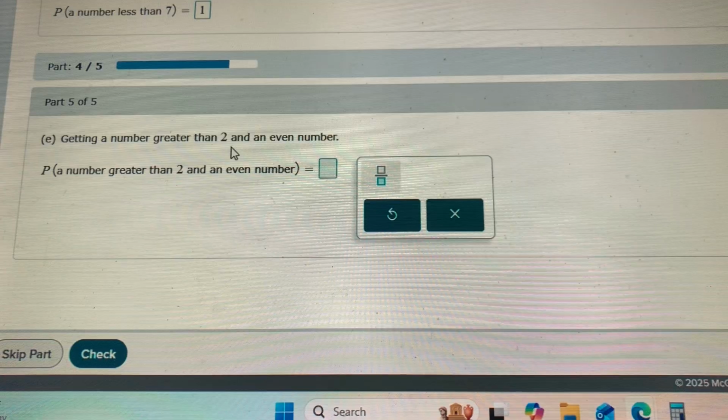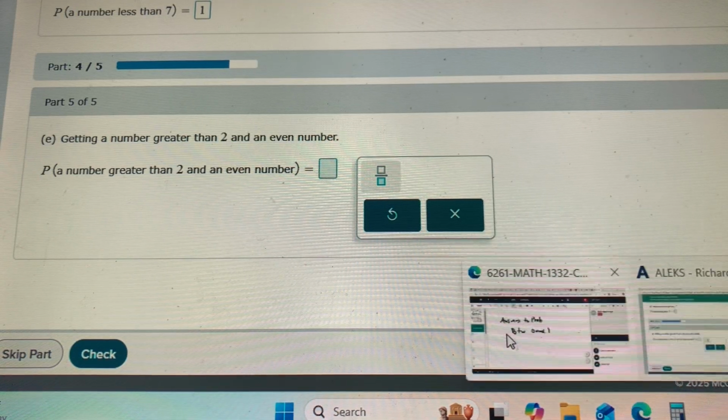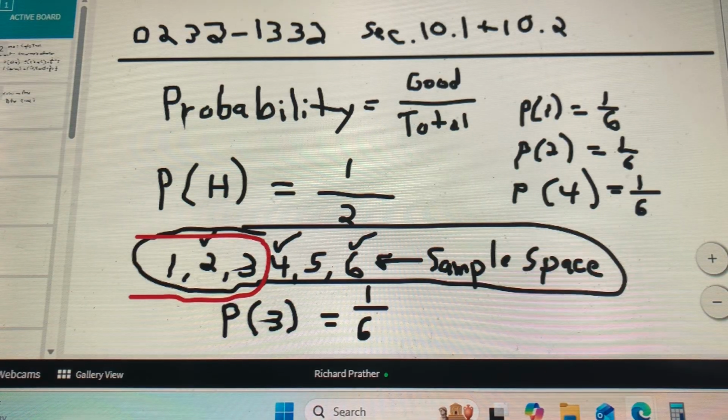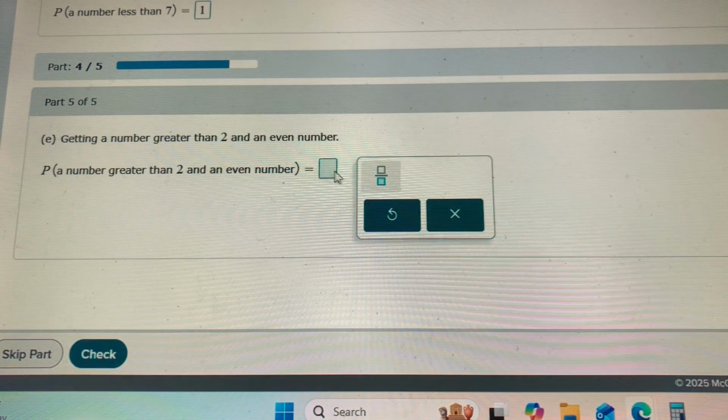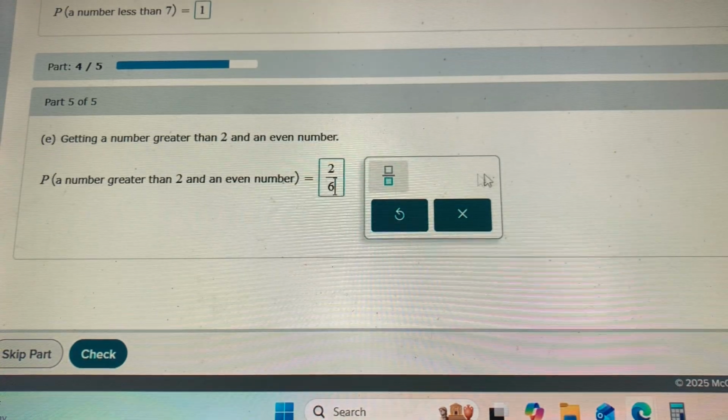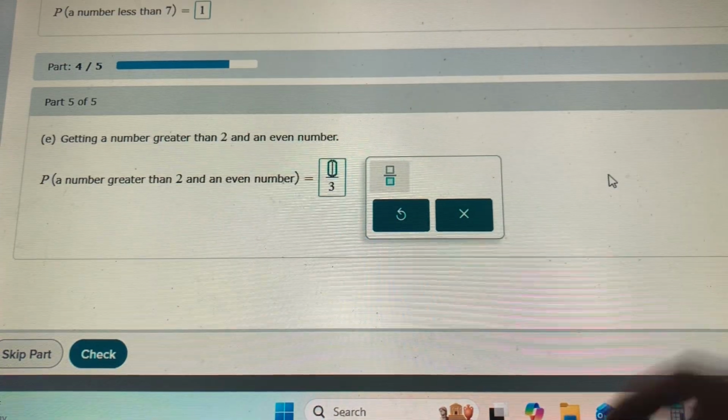Getting a number greater than 2 and an even number, and means they both have to be true. So which numbers are greater than 2, first of all? Numbers greater than 2 are 3, 4, 5, and 6. And how many of those are evens? Only the 4 and the 6. So 4 and 6 are the only 2 numbers on a die that are both even and bigger than 2. So there's 2 out of 6 ways to do that. 2 out of 6, which both can divide by 2, so it becomes 1 out of 3.